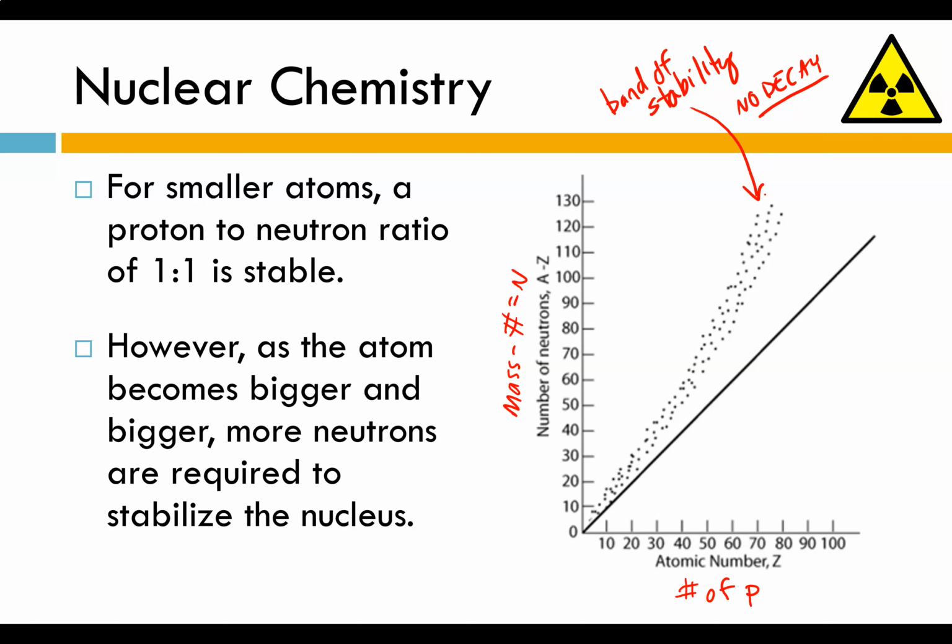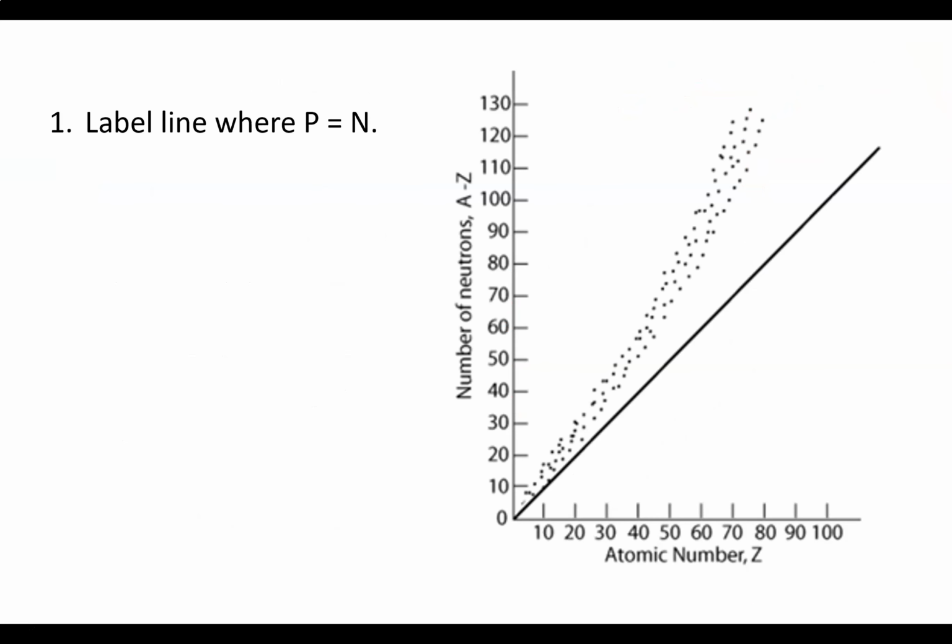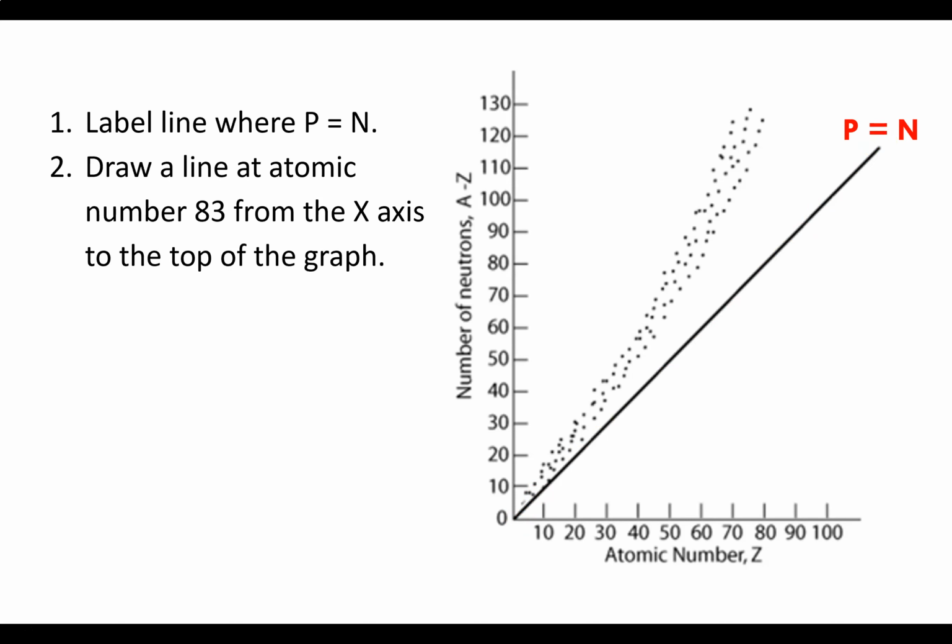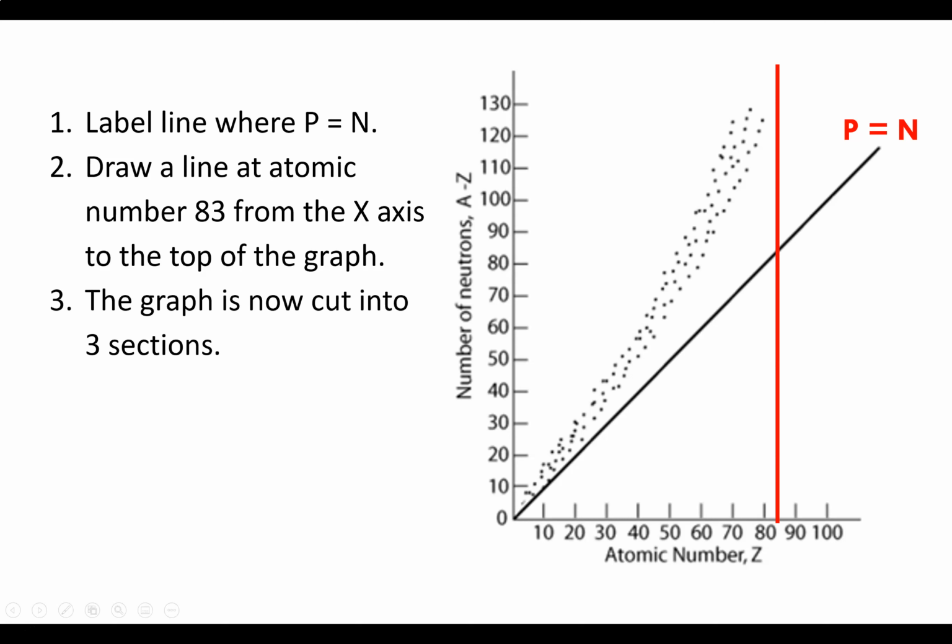So let's talk a little bit more about this graph. What I'd like you to do is label the line where protons equal neutrons. It's going to be that diagonal line stemming out from 0. We're going to draw a line at atomic number 83 from the x-axis to the top of the graph. So 83, you can just ballpark it. I know it's difficult to divvy that up exactly. As a result, now we've taken this graph and we've cut it into 3 sections. We've got above the curve, generally speaking below the curve, and we have everything that's to the right of the curve.